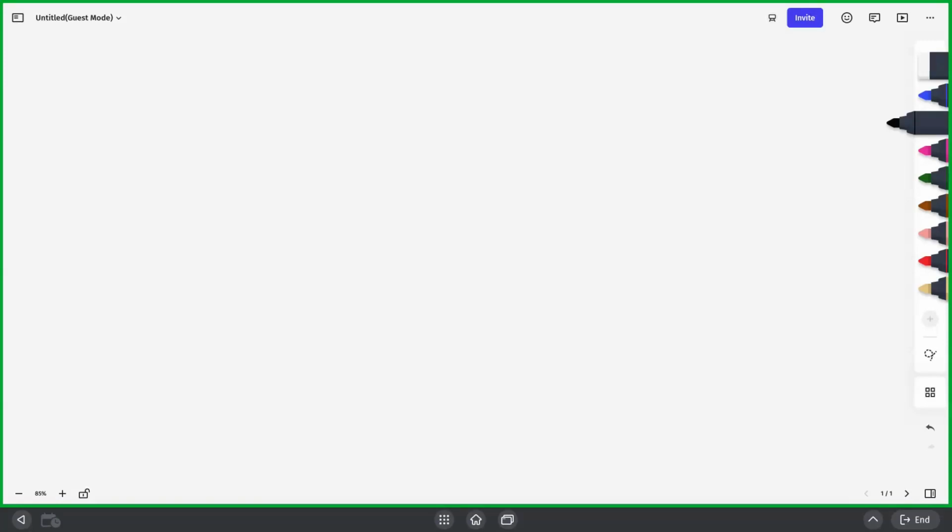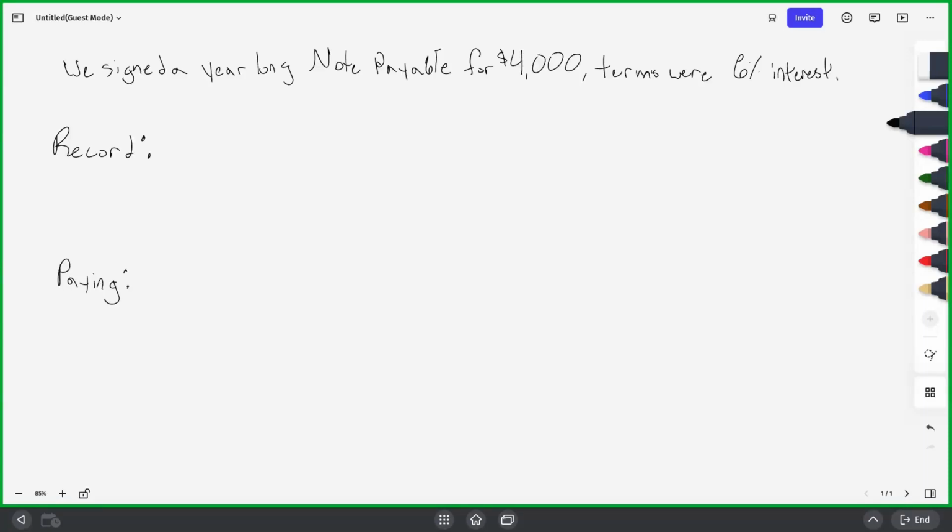We're just gonna figure out what the journal entry is for when you record it and what the journal entry is for when you pay it off. We're gonna start going through this. So what's gonna be the journal entry to record this? Is it cash 4,000? Cash 4,000, notes payable 4,000? Perfect.